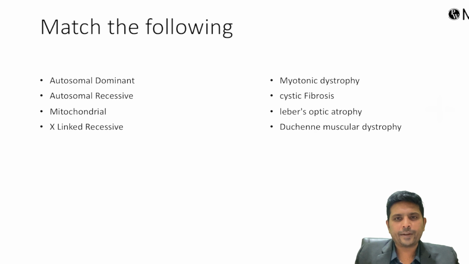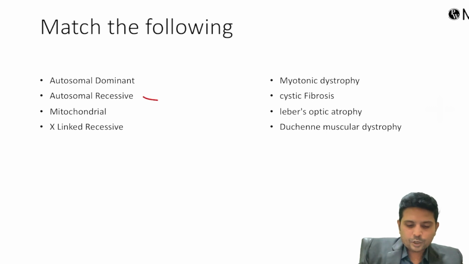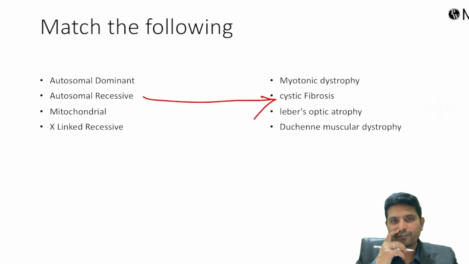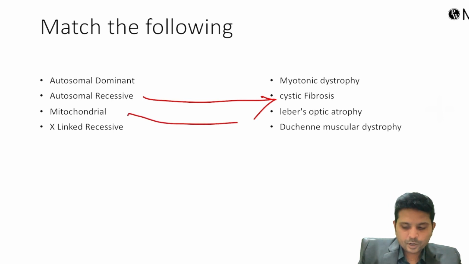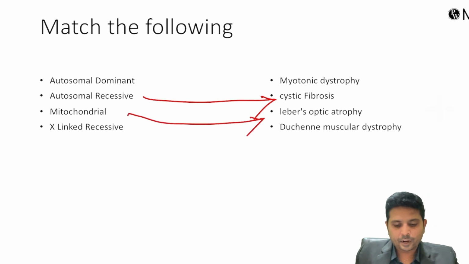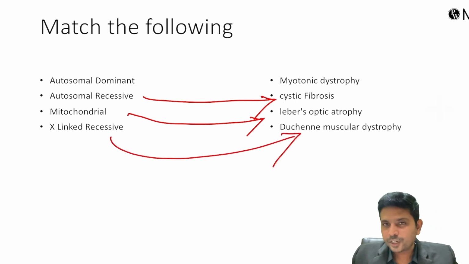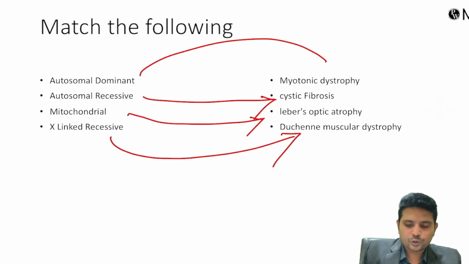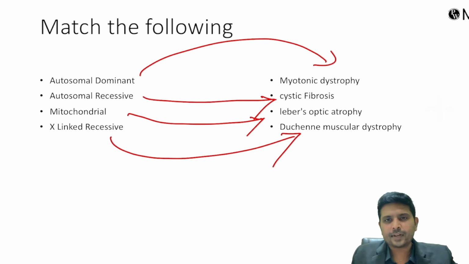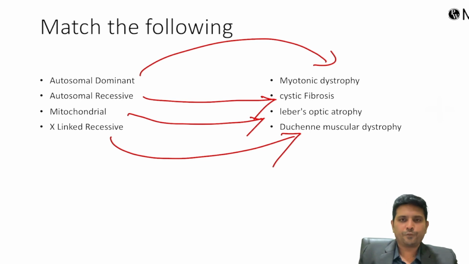Match the following. What is autosomal dominant? Okay, let us see. Autosomal recessive is cystic fibrosis. Mitochondrial is Leber's hereditary optic neuropathy. X-linked recessive is Duchenne muscular dystrophy and autosomal dominant is myotonic dystrophy. This is quite a straightforward, simple match the following.